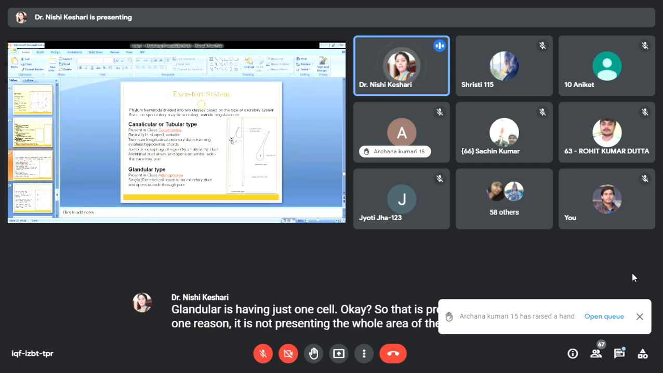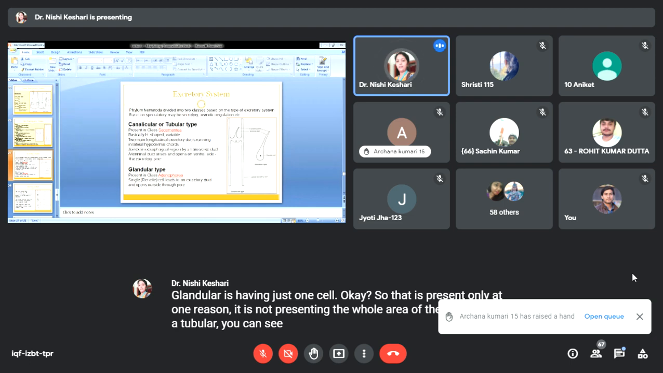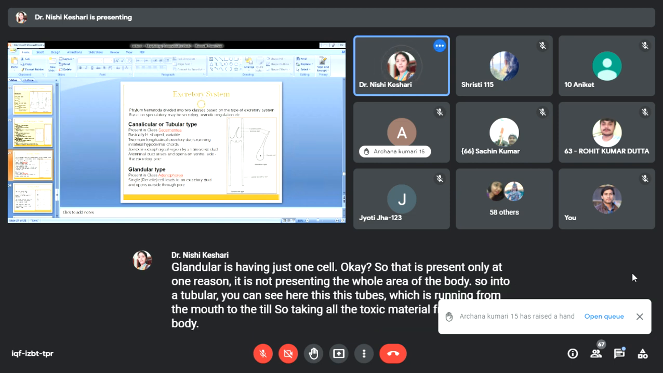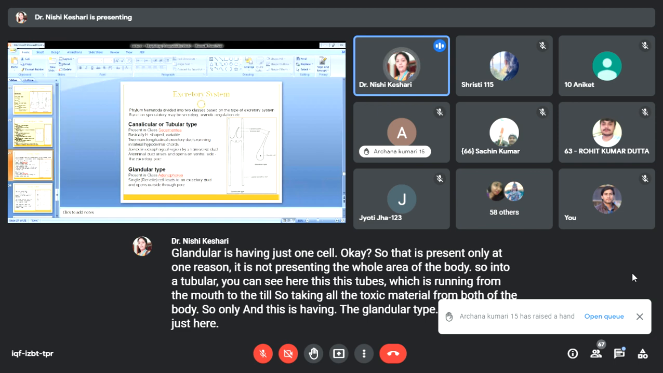So in tubular, you can see here these tubes which are running from the mouth to the tail, taking all the blocks of material from the whole of the body. And this is having the glandular type. So it is present just near the esophagus, not running throughout the body.